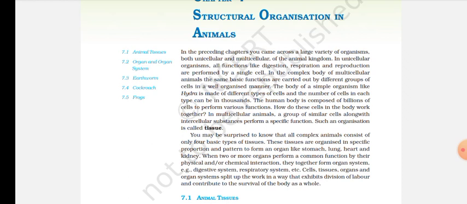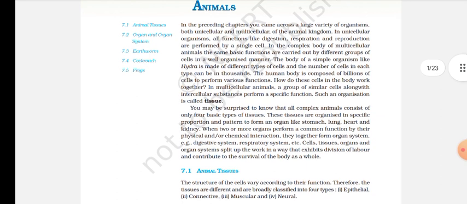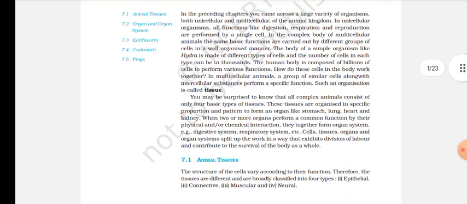a well organized manner. The body of a simple organism like Hydra is made up of different types of cells, and the number of cells in each type can be in thousands. The human body is composed of billions of cells to perform various functions. How do these cells in the body work together? In multicellular animals, a group of similar cells along with intercellular substances perform a specific function. Such an organization is called tissue.